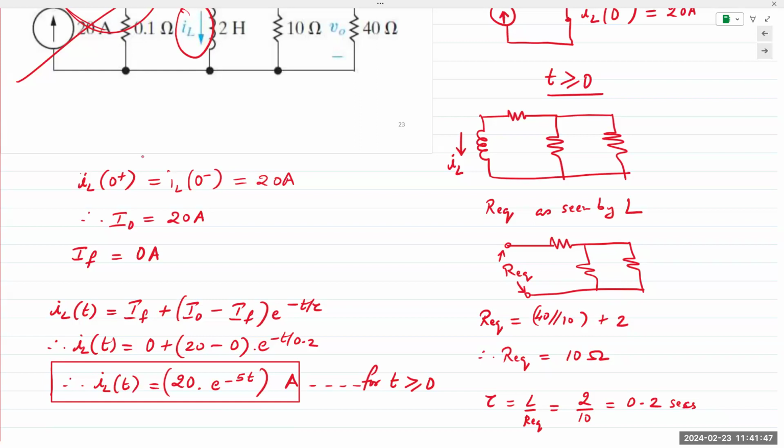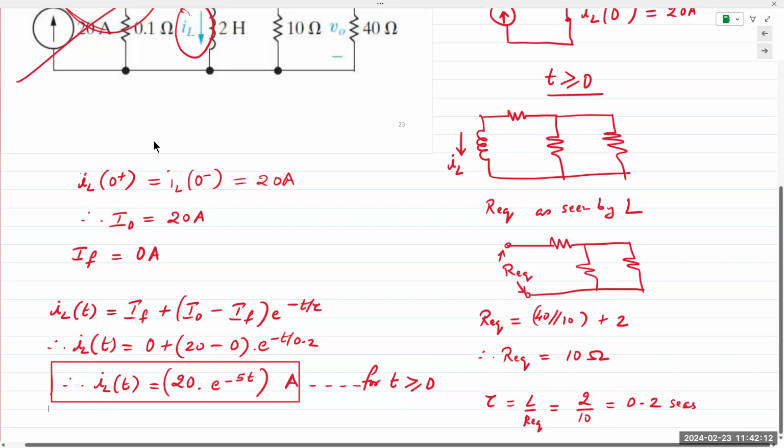As I stated, the solution is not difficult. It's straightforward. All you need are the 3 values: the initial value, the final value, and the time constant tau. Then you simply plug it into the standard form and write down the solution. The most important part is in the setup, I mean, how the circuit changes for time t less than 0 and time t greater than 0.